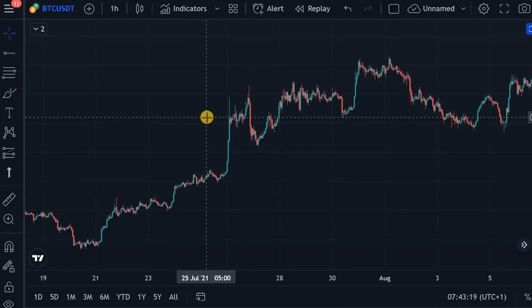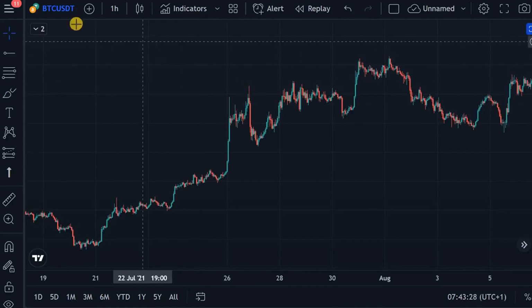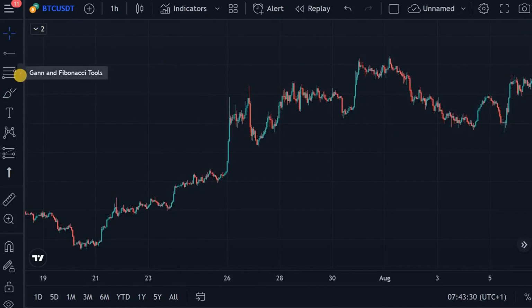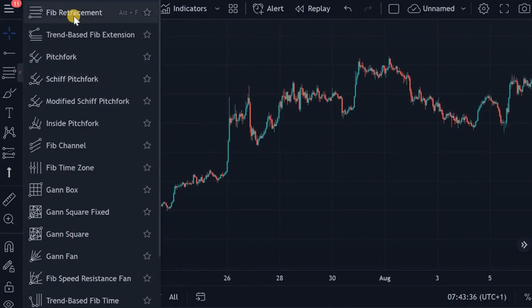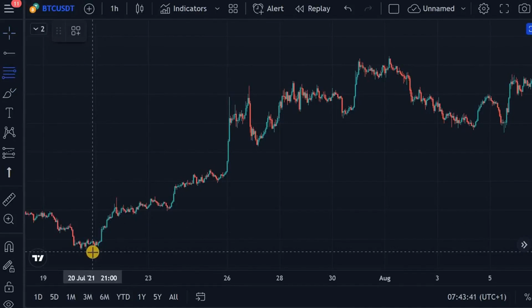Right now, I am going to show you how to identify support and resistance using a Fibonacci retracement. To do this, you would have to go over to this section right here. You click on this and you select this Fibonacci retracement right here. Now, the way this works is that you have to swing from a low level to a high level, or you can also swing from a high level to a low level in the price chart.